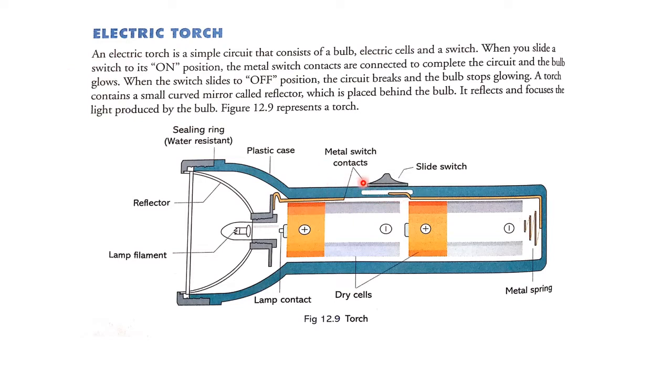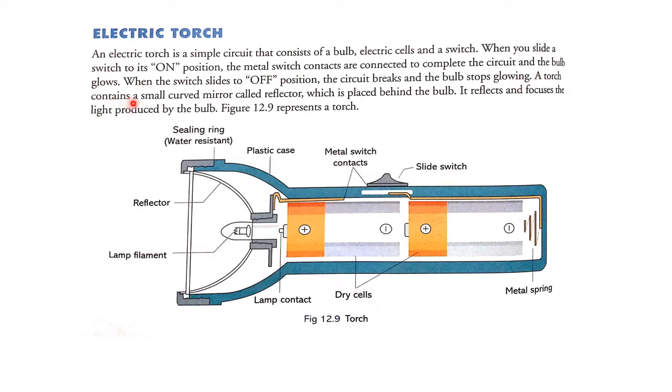So you see here, this is the metal switch. When we slide toward the side, this will connect here, this will connect here and the bulb will glow. When the switch slides to off position, the circuit breaks and the bulb stops glowing. So when we switch it off again, the circuit will break and the bulb will stop glowing.